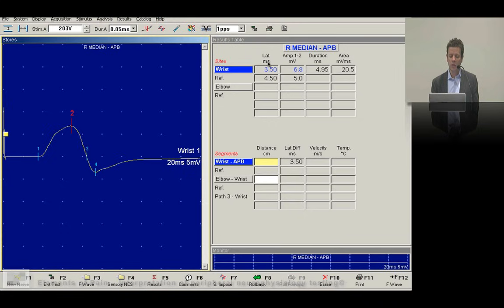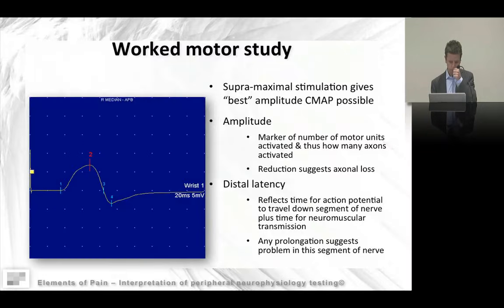So looking at the parameters mentioned, the distal motor latency is 3.5, completely normal, and the amplitude is 6.8, again very normal. So it is very important to get the supermaximal response to get the best possible outcome. This is the true measurable response. And again, we've got the amplitude, which indicates how many motor units and axons you're able to stimulate, and the distal latency determining the time taken.